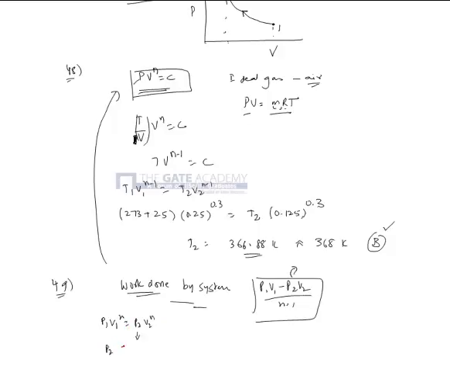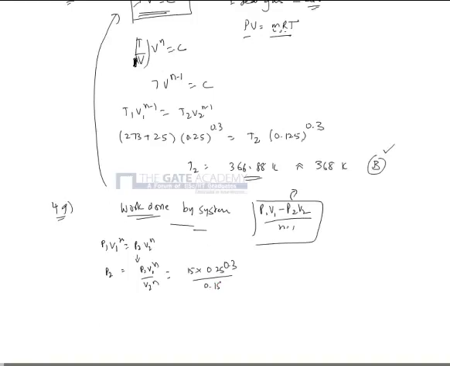So P2 is basically P1 V1^n by V2^n. P1 is 15, volume is 0.25^1.3 by V2, which is 0.125^1.3. Sorry, this is 0.125. Volume is reduced by half. So this gives me close to 36.934 kPa of pressure.